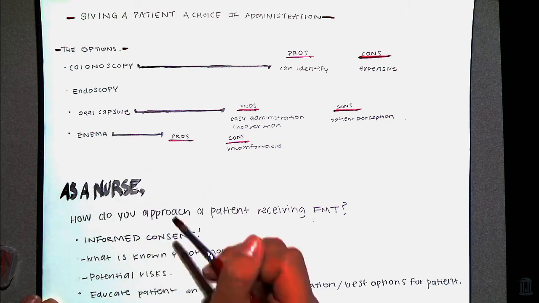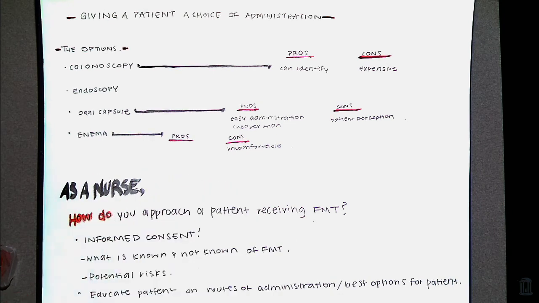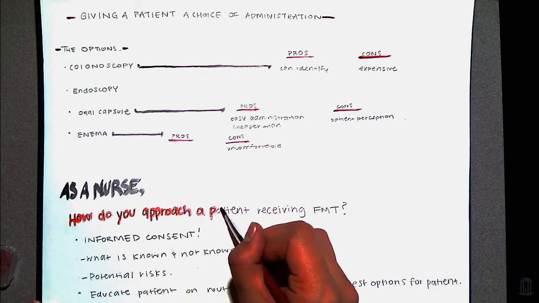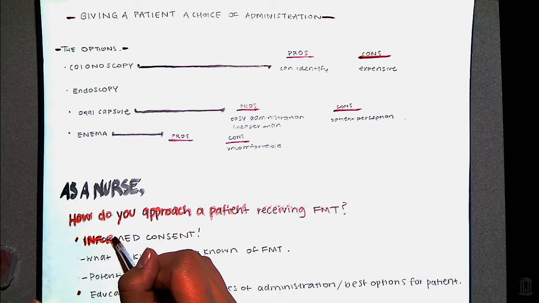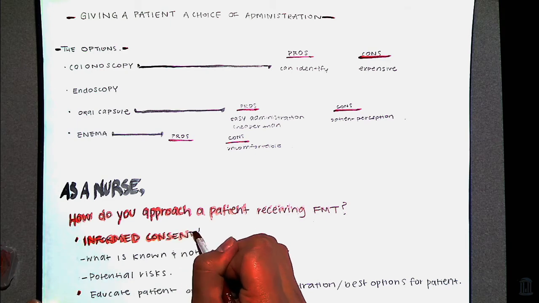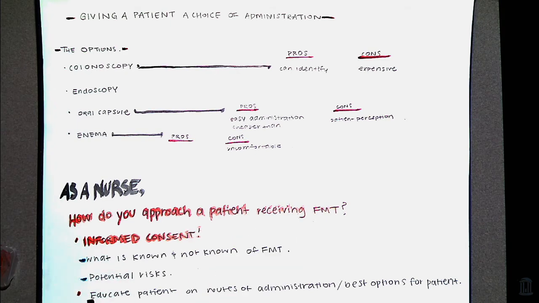So, to wrap it all up, as a nurse, how do you approach a patient receiving FMT? Informed consent is the most important component. It is important to educate the patient on what is known about FMT, what is not known, and potential risks. Educate the patient on routes of administration and best options for the patient. Who knew poop could save lives?